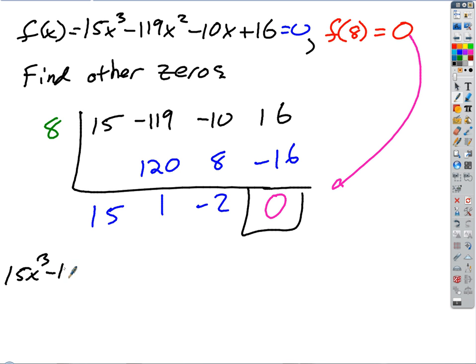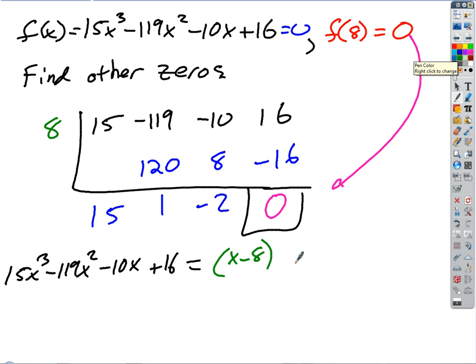So then I know that my polynomial 15x cubed minus 119x squared minus 10x plus 16 breaks up into x minus 8 times what? 15x squared plus x minus 2, right? Those are the coefficients. Okay, and my whole goal is just to find out when that equals 0, right? When this whole product equals 0. Well, one of the zeros is 8, right? The other ones are the ones that we're going to get.